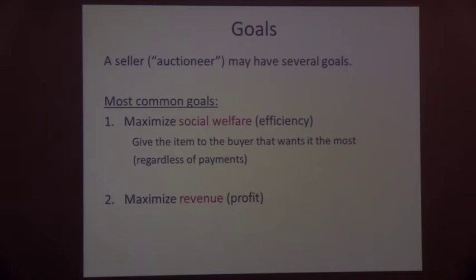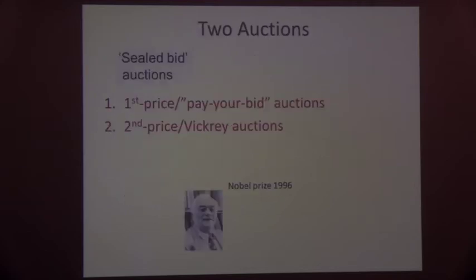And the other one, which seems more normal to me, is to maximize the revenue, to earn as much profit as possible. And now, what are the common auctions? Well, let's just consider the sealed bid auction. The bidders put the numbers, what they are willing to pay, inside an envelope. And the seller would collect those envelopes, look at those numbers, and make a decision on who to sell this item to and at what price.